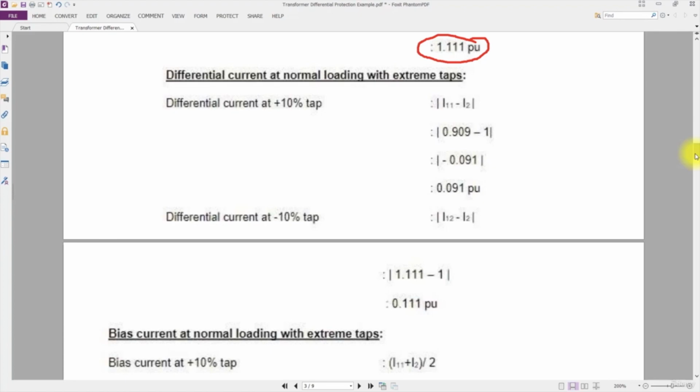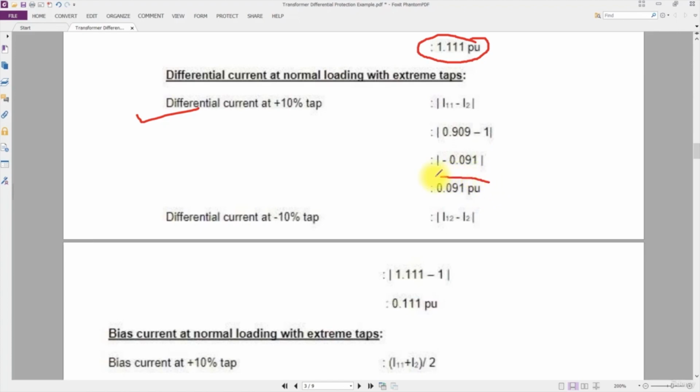So now we will see the differential current at the normal loading with extreme taps. So we will see how much is the difference of current that is being produced at the loading. So you will see the differential current at 10% of tap is equal to I1 minus I2. This is the differential current that is being produced, even if everything is fine. If you put the tap at plus 10%, you have to take HV current minus LV current. We are using per unit calculations here, so you don't need to use actual primary current. So this is 0.909 per unit minus 1, so it's equal to 0.091 per unit.